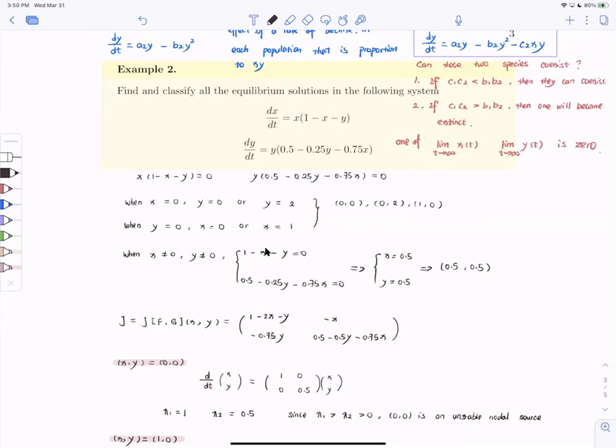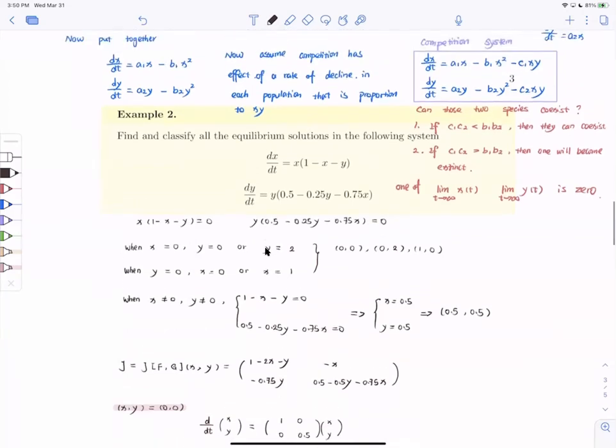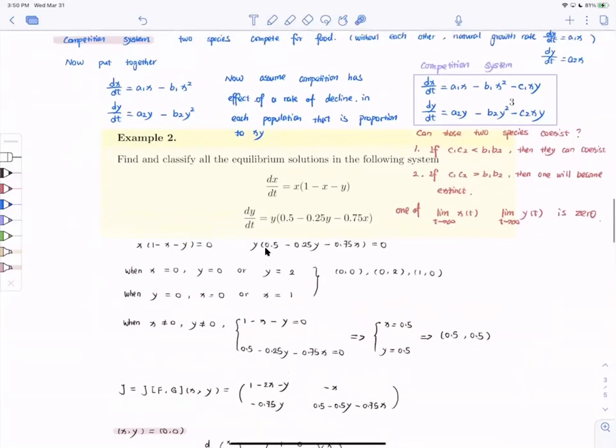Okay, so someone said B1 is 1, C1 is 1, B2 is -25, so they cannot coexist, exactly. And someone asked, what if C1, C2 equals B1, B2? It's very unlikely to happen because that means the model for both species is the same, which is very unlikely because if you have two different species, the factors that affect their population are very unlikely to be the same.